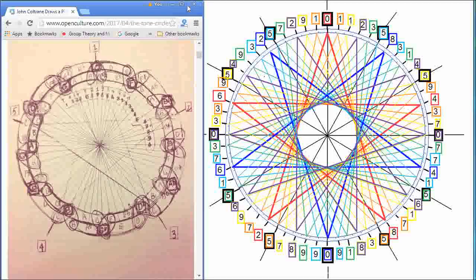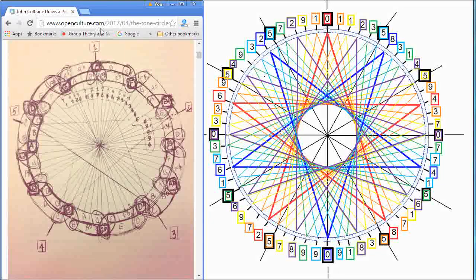Hello, I want to share with you a discovery about the music of the spheres made by saxophone player John Coltrane. I have two diagrams here. On the left is a diagram by the very well-known saxophone player John Coltrane. This is a picture that he drew.